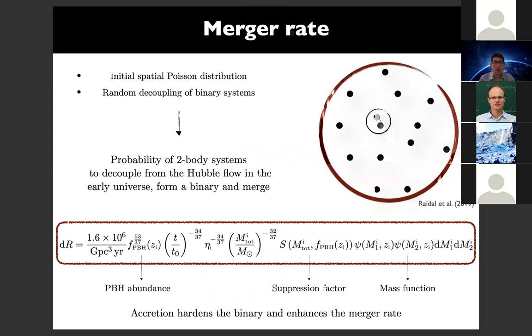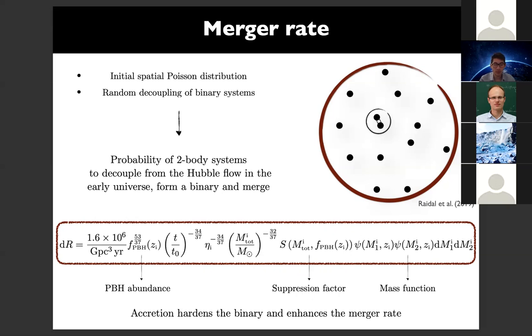Since we are assuming that the curvature perturbations which originate the primordial black holes are Gaussian, primordial black holes at formation follow a Poisson distribution. And it may happen that around the matter radiation equality, a certain two-body system may decouple from the Hubble flow. So one can compute the probability that a two-body system decouples, forms a binary, which with time will emit gravitational waves and finally merge.